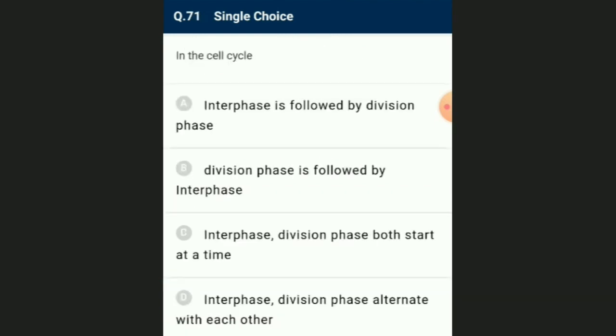Question number 71. The sequence of events by which a cell duplicates its genome, synthesizes the other constituents of the cell and eventually divides into two daughter cells is termed the cell cycle. Interphase and division phase alternate with each other. So the answer for this question is option D. In the cell cycle, interphase and division phase alternate with each other.